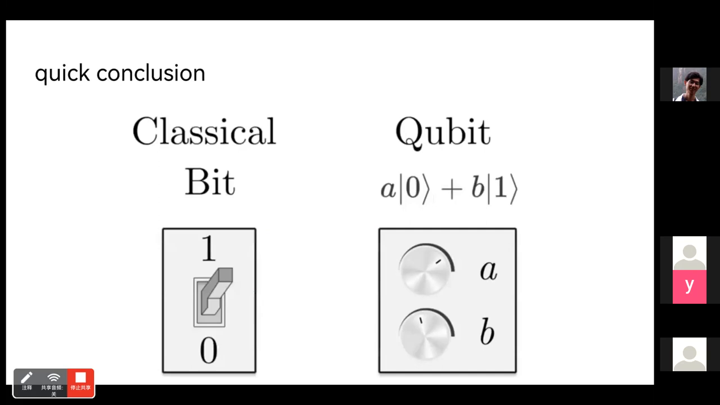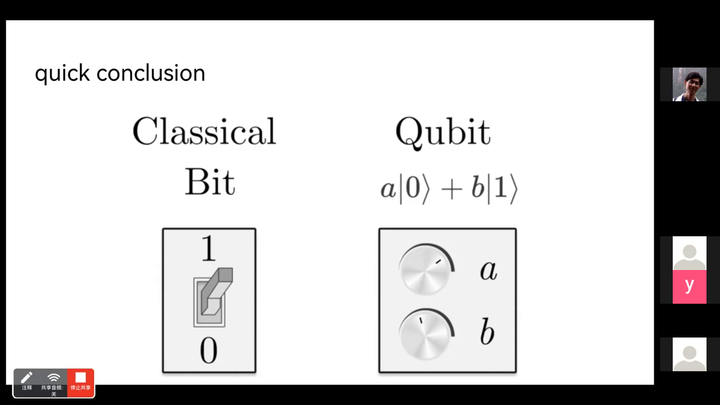This is the difference between the classical bit and the qubit. The qubit actually has a different state called superposition. The superposition means that it can be the zero and also the one state at the same time.